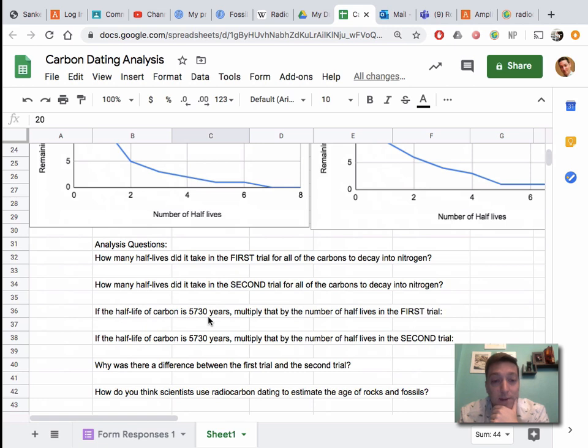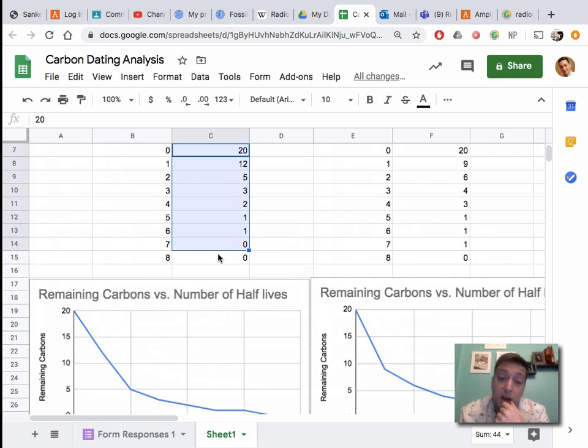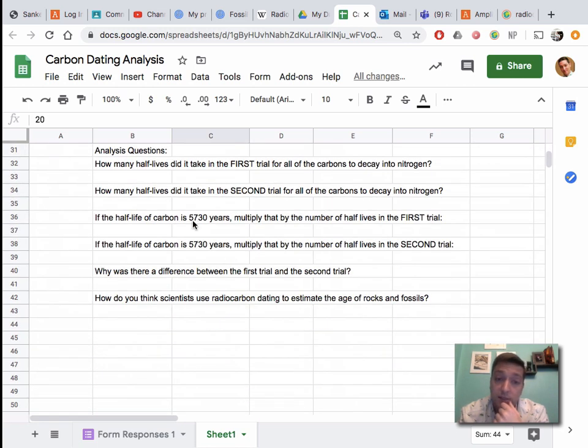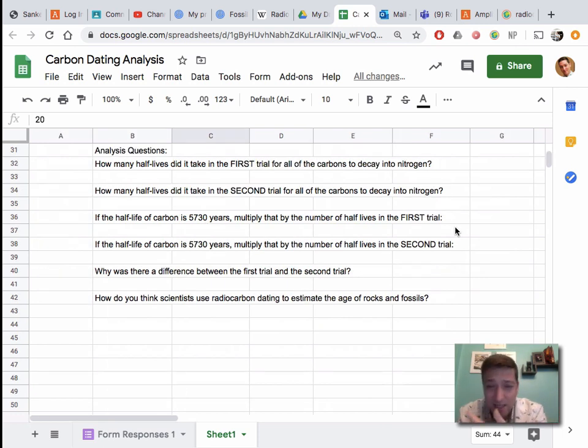If the half-life of carbon is 5,730 years, multiply that by the number of half-lives in the first trial. So I would do 7 times 5,730. And then for my second trial, I would do 8 times 5,730. That's the time that it takes to completely decay, all the way down to 0.